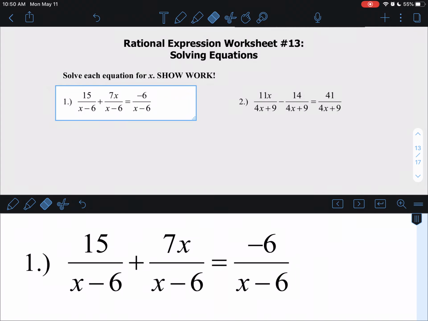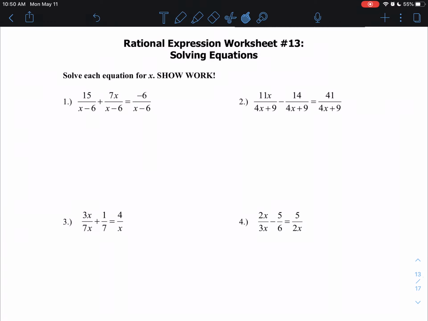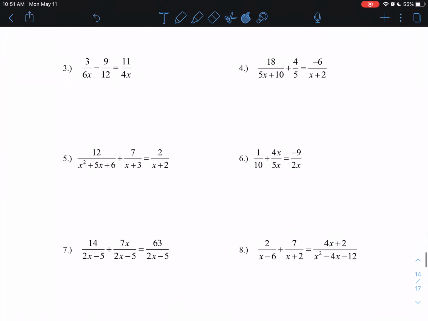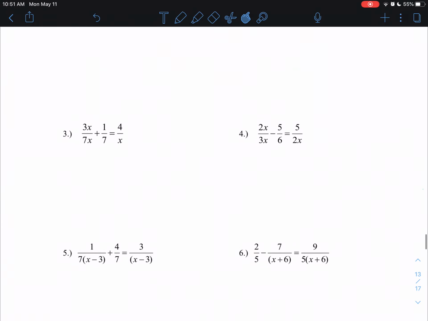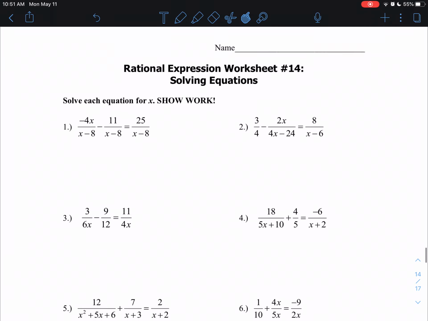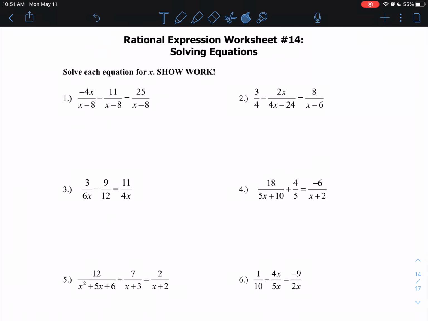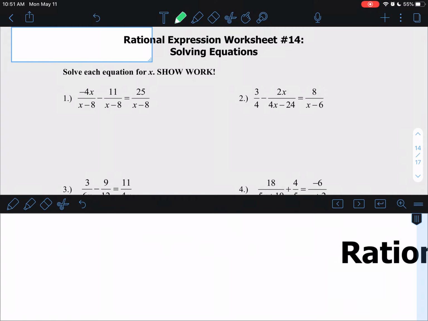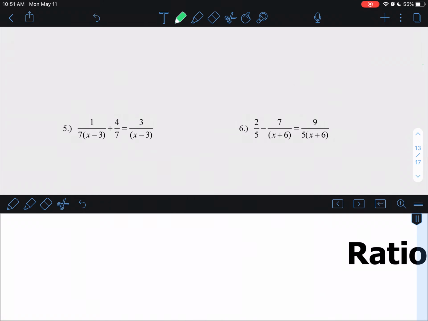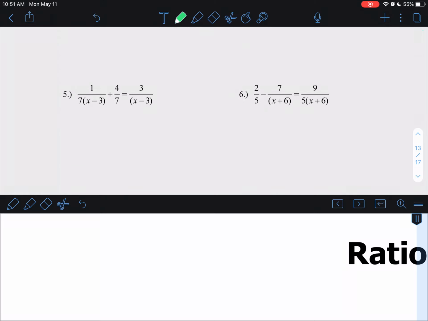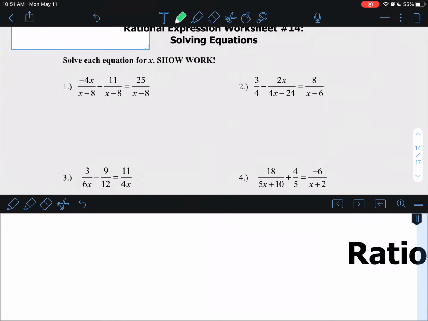And actually, page 13 only has 6 problems, but page 14 has 8 problems. So we're going to do page 14 together. Y'all are going to do page 13 on your own. So, solving equations. We don't know what operation they're going to throw at us. We don't know what's going to be going on with these equations. All we know is that we've got to solve.